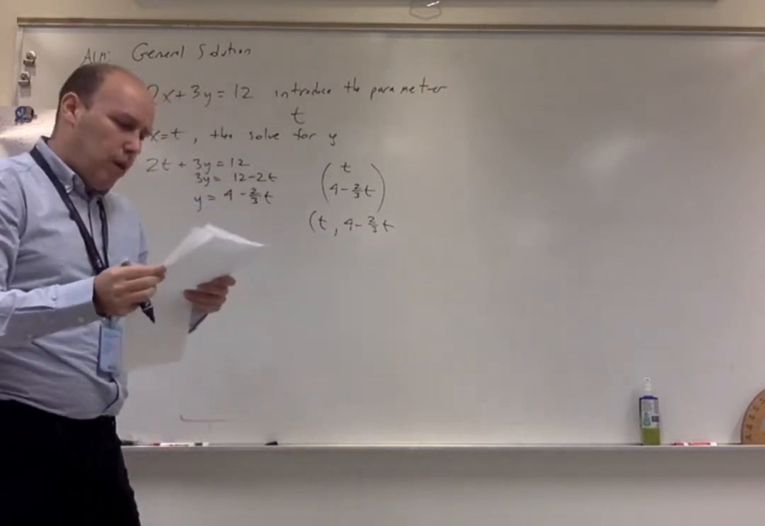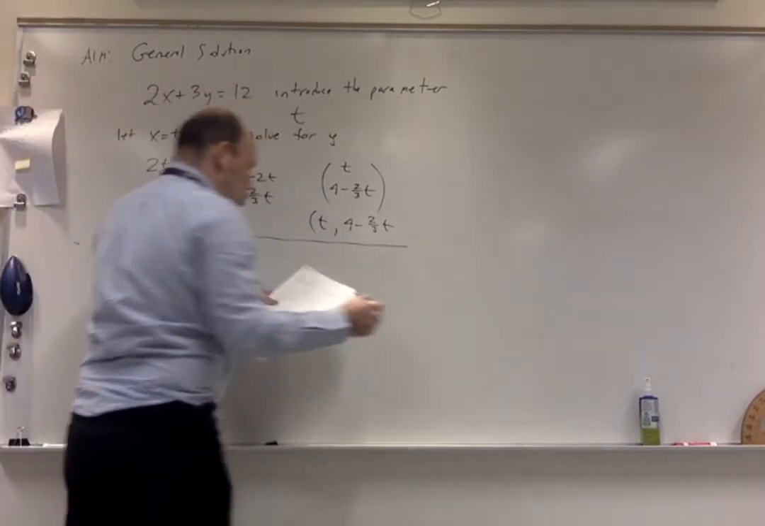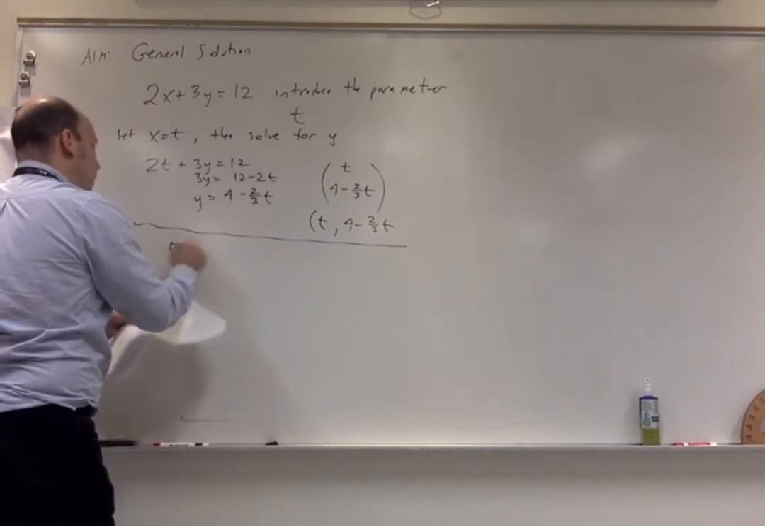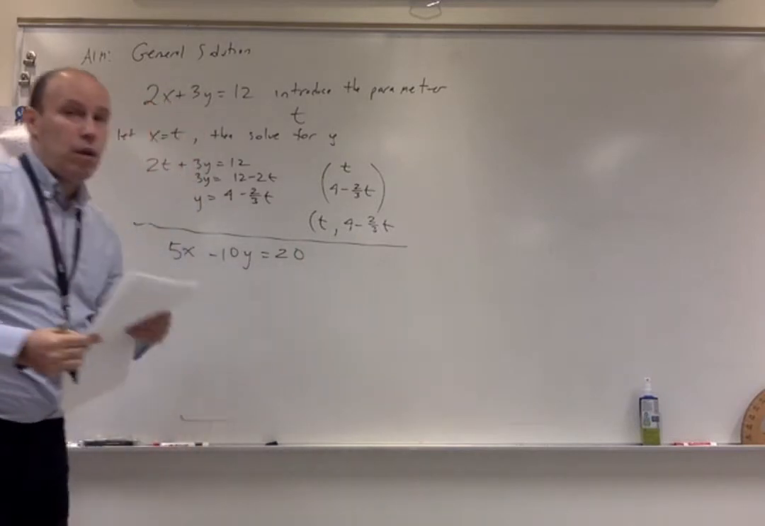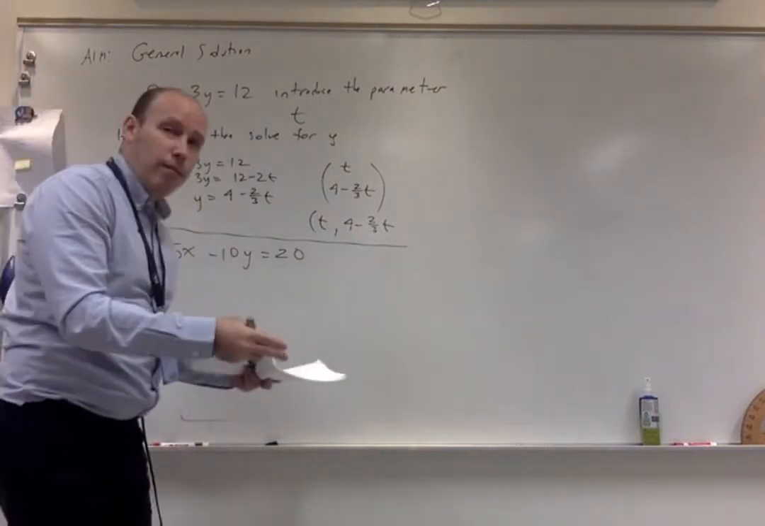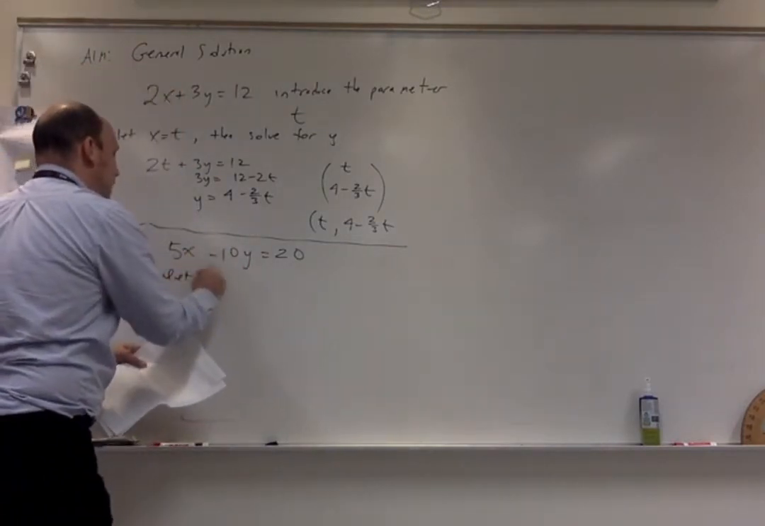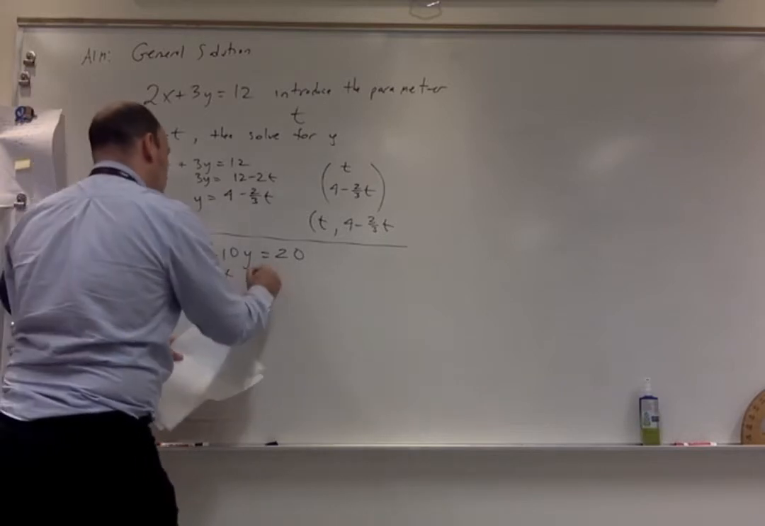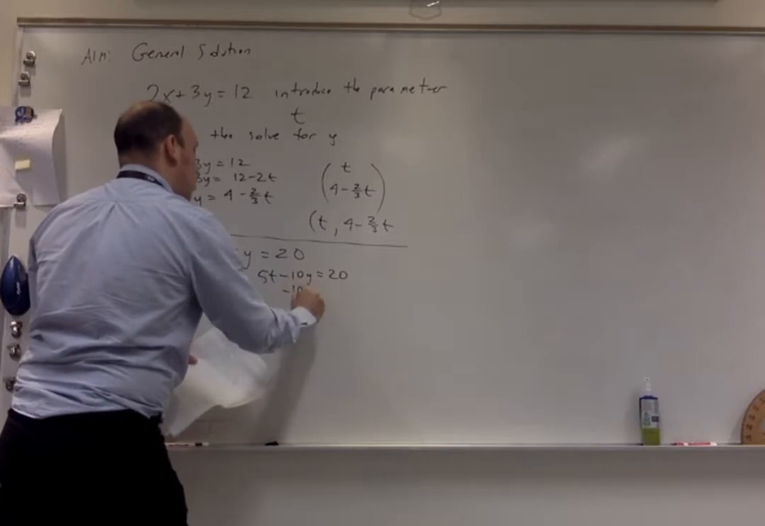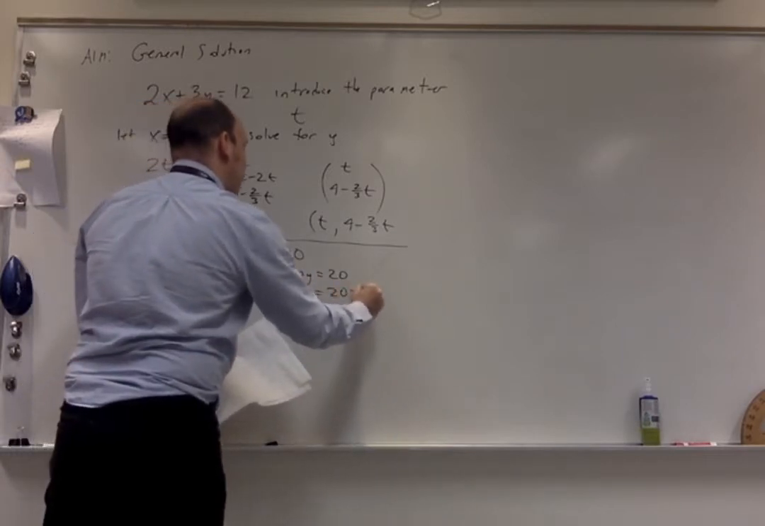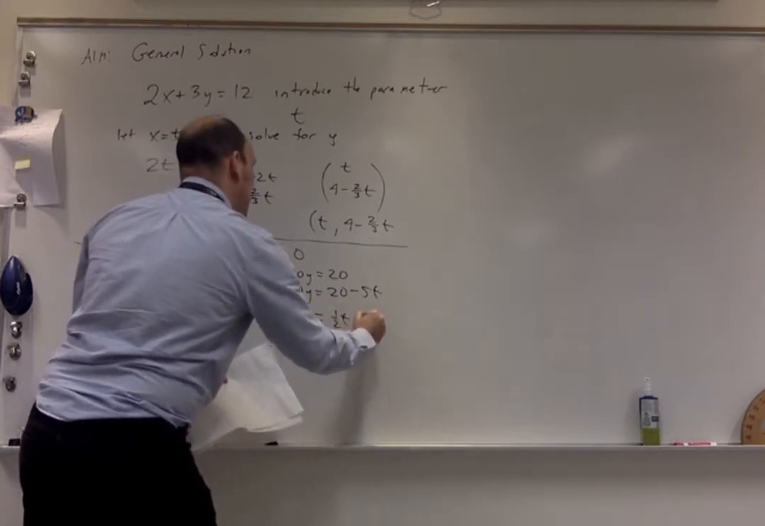Something interesting. Try this one on your own. Find the general solution of the equation 5x minus 10y equals 20. Same idea, so why don't you think about that? I'll walk away. So we're going to let x equal t, and therefore 5t minus 10y equals 20. Negative 10y equals 20 minus 5t, and we get y equals 1/2 t minus 2.